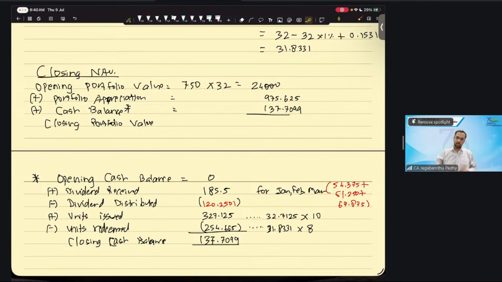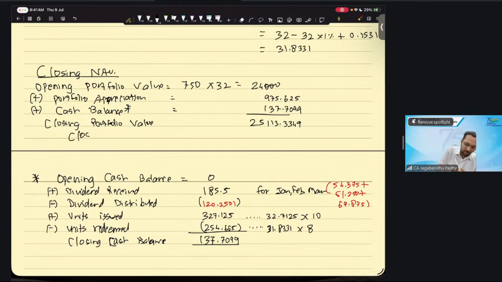Okay. So 137.709. So what's the closing portfolio value now? Add them all. So 24,000 plus 975.625 plus 137.7099, which is 25,113.3349. Okay, that's the closing portfolio value.